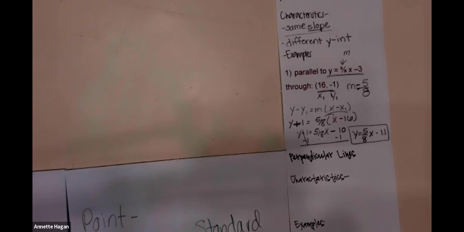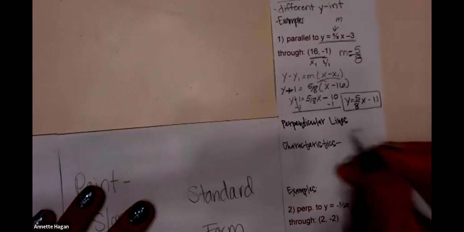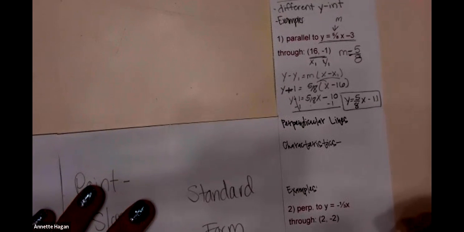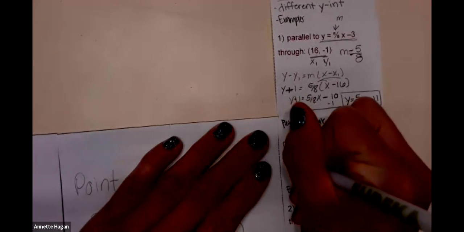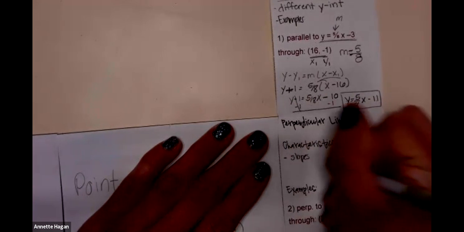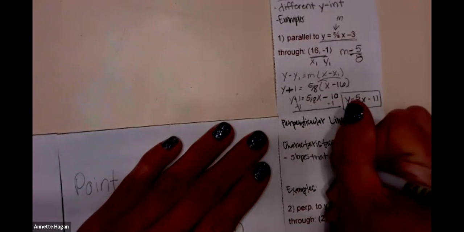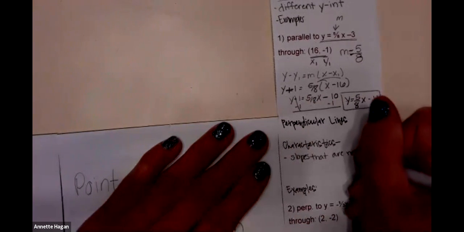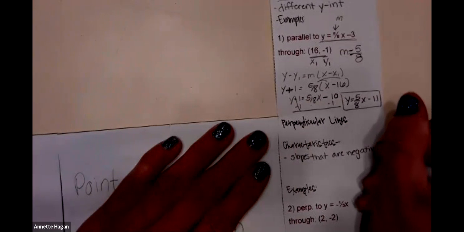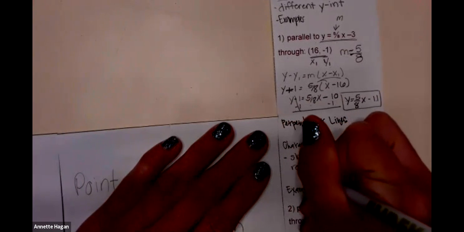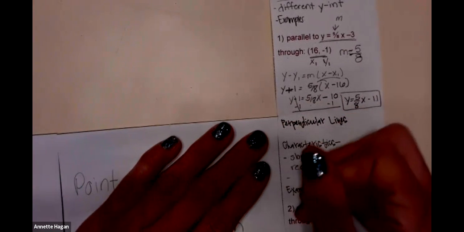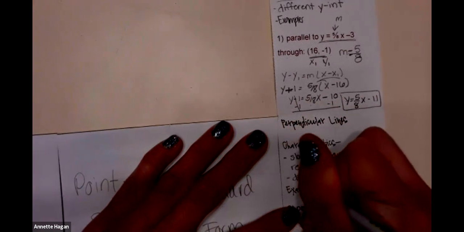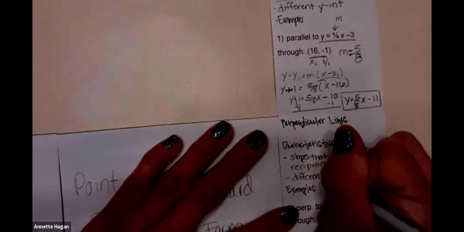So if parallel lines have the same slope, what's going to be the case with perpendicular lines? Well, the characteristic of two lines that are perpendicular is they have slopes that are negative reciprocals. And they also have different y-intercepts.